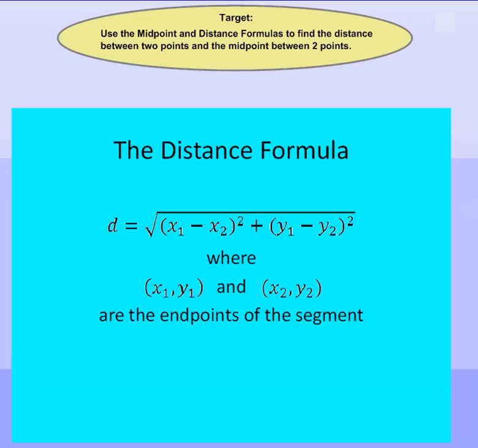This is the distance formula. x1, y1 represents one endpoint of a segment. x2, y2 represents a second endpoint of a segment. Notice the distance formula involves subtraction, and remember, subtraction is not commutative, so the order in which you plug the values in does matter.